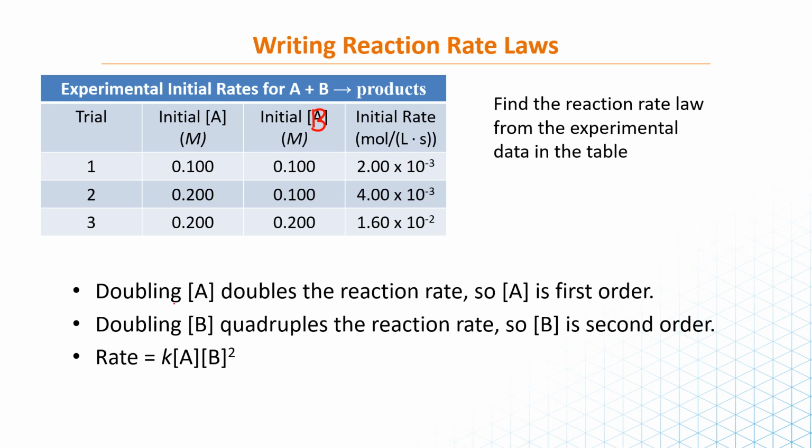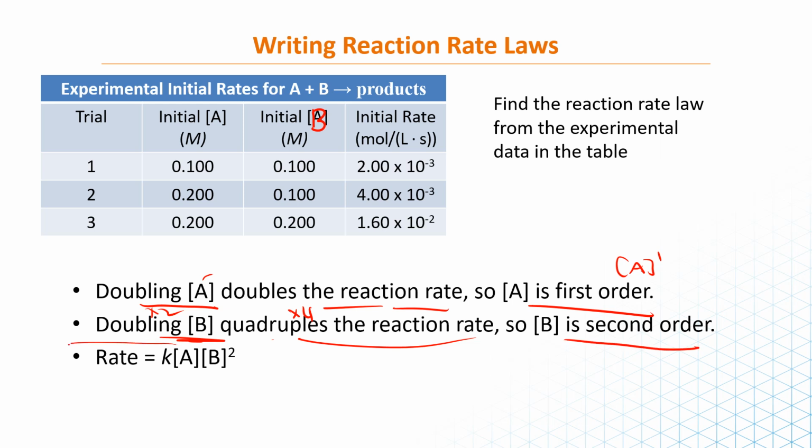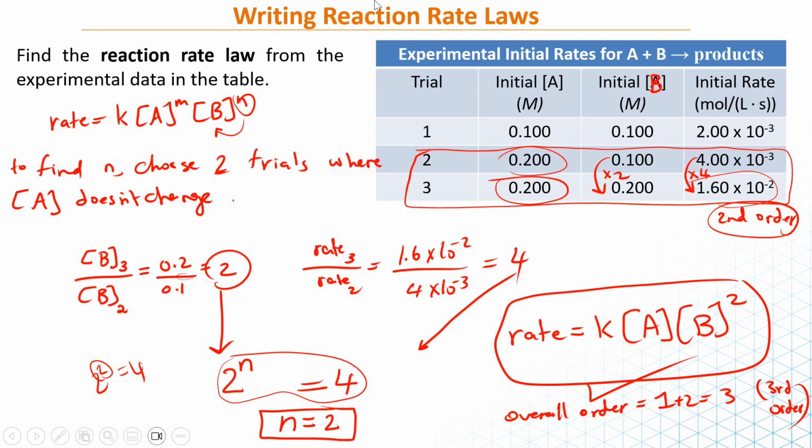So, when we doubled A, the reaction rate doubled. So A is first order, يعني power is 1. And when doubling B, the rate quadruples. يعني لما دبلنا ال B, rate انضرب في 4. So it's second order for B. And this is the rate. طبعا هو شاف من الجدول فقط. نفس ما قلت لكم ممكن بطريقة سريعة من الجدول، أو إذا ما تعرفون ممكن تسوها بطريقة المعادلات. Okay.